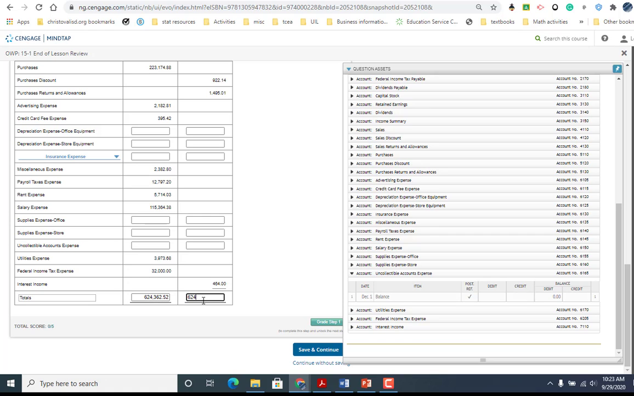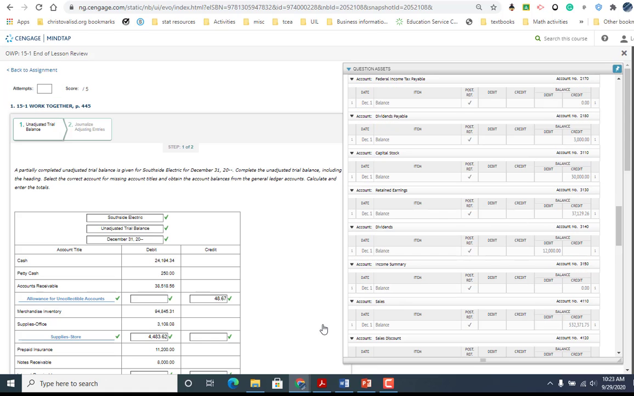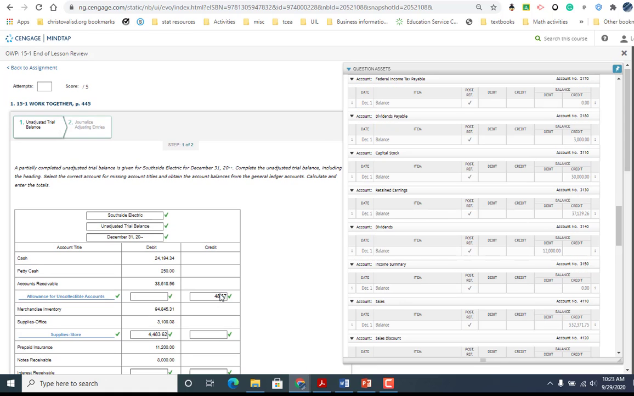You should have come up with $624,362.52 for both totals. And they will match. If they do not match, go back and total again and figure out what the right answer is. So let's go ahead and grade step 1 and go on to the next step.